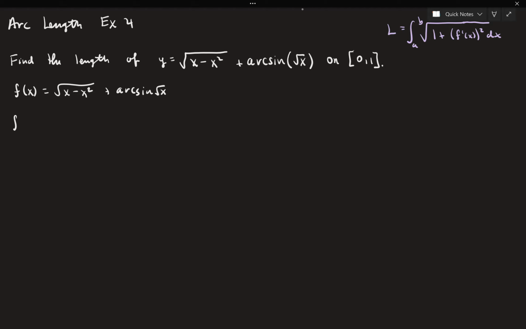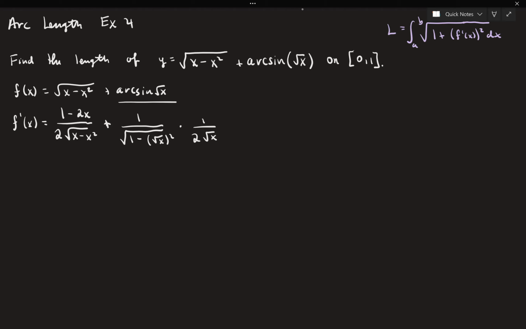And now I want to take the derivative. How do I take the derivative of square root? Square root is 1 over 2 square root. And then I've got to multiply by the derivative of that, 1 minus 2x. How do I take the derivative of the second part? It's chain rule again. Square root of x is the inside, arc sine is the outside. Arc sine, I just pretend like the square root isn't there. 1 over root 1 minus something squared, and then I gotta multiply by the derivative of that something.